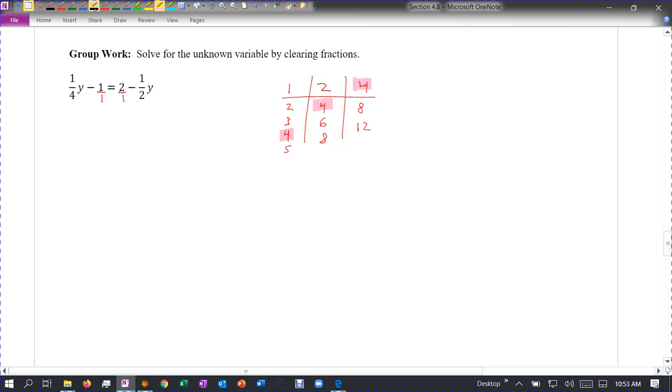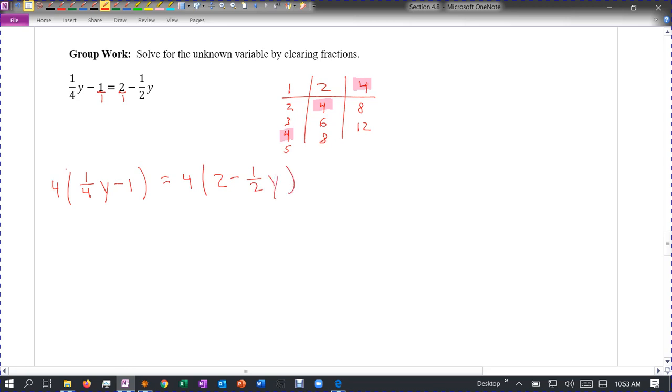So I will multiply both sides by 4. So I'm going to go 4 times the left side. 2 terms, so I need parentheses. 4 times the right side. 2 terms, so I need parentheses.